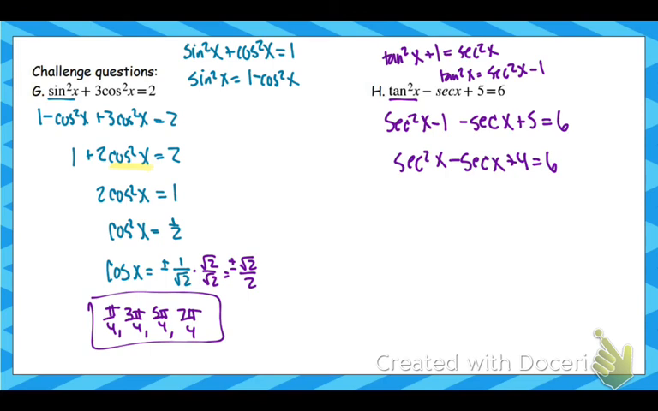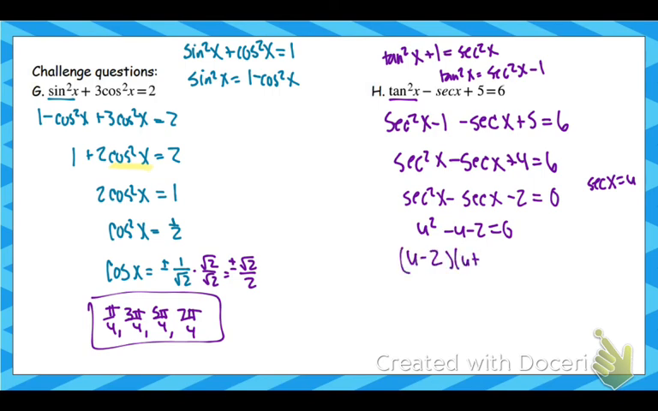Now remember, in order to factor, it has to equal 0, so we're going to subtract 6. And then if you want to replace that secant with a u to make it easier to factor, we can. I'm going to go ahead and do that. So that would be u squared minus u minus 2. So this is pretty easy to factor. Multiplies to negative 2 and adds to negative 1. Set each factor equal to 0.